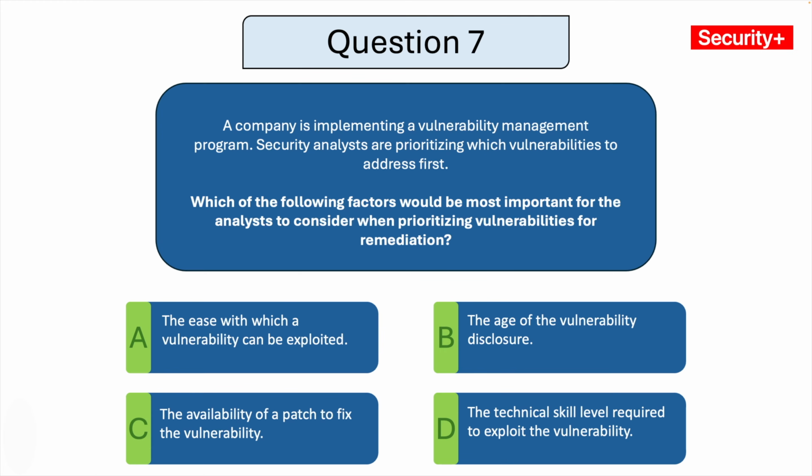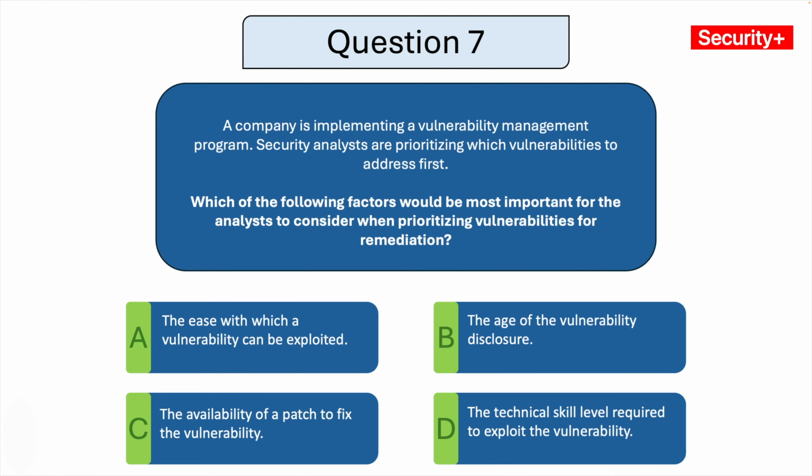Question 7. A company is implementing a vulnerability management program. Security analysts are prioritizing which vulnerabilities to address first. Which of the following factors would be most important for the analyst to consider when prioritizing vulnerabilities for remediation? A, the ease with which a vulnerability can be exploited. B, the age of the vulnerability disclosure. C, the availability of a patch to fix the vulnerability. Or D, the technical skill level required to exploit the vulnerability.